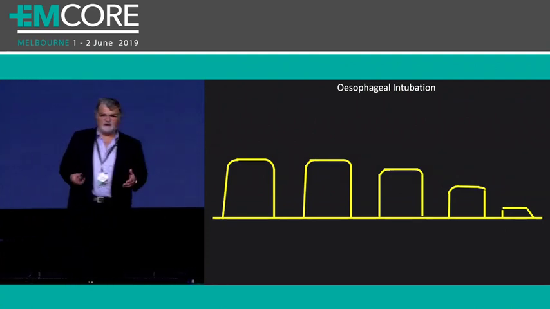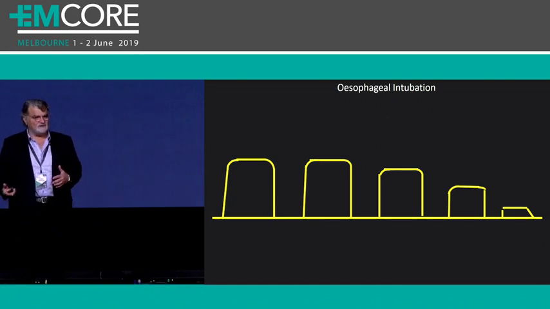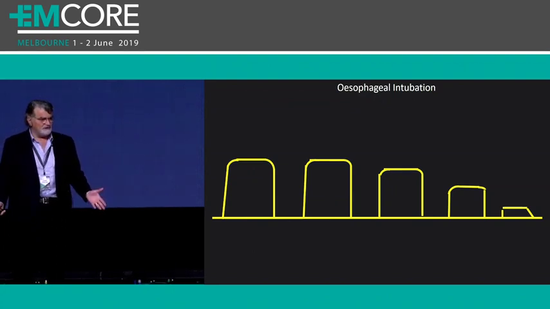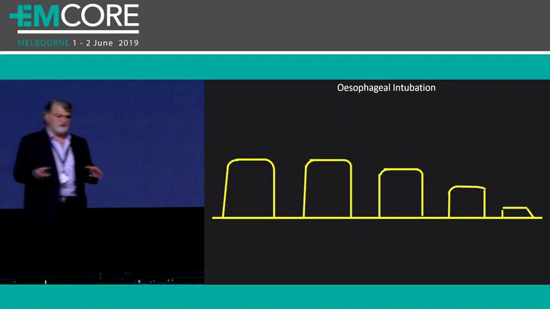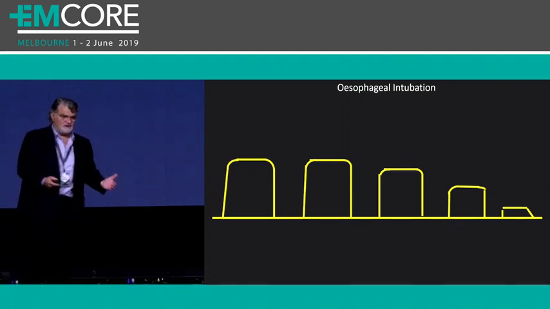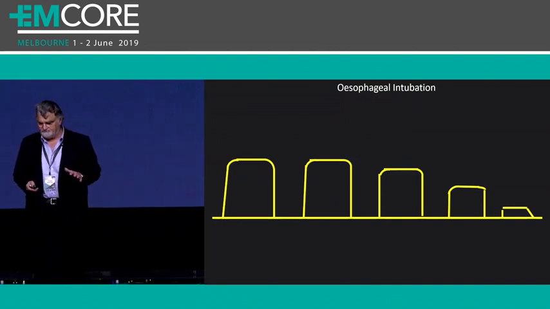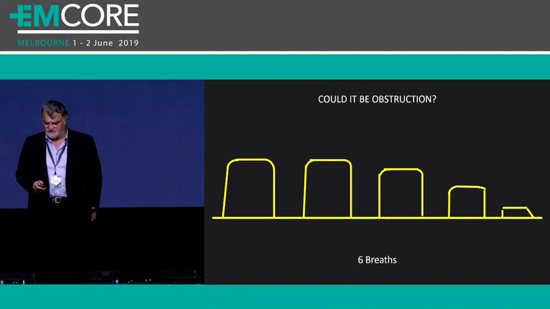So you're getting some end-tidal CO2 being produced for the first 2 or 3 waveforms, and then it dies off. Could it be obstruction? Yes, it could be. But in the setting of an intubation, it's got to be an esophageal intubation. And that's why we insist usually on a minimum of 6 end-tidal CO2 waveforms before we diagnose that the tube is in. Okay, 6 waveforms, let's do that.